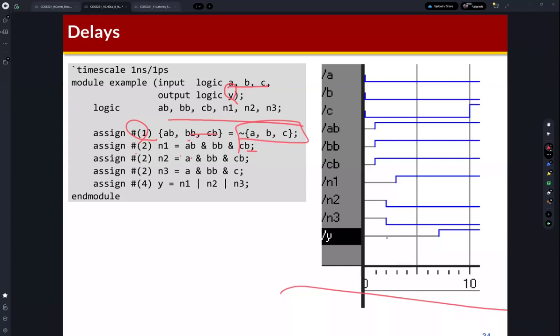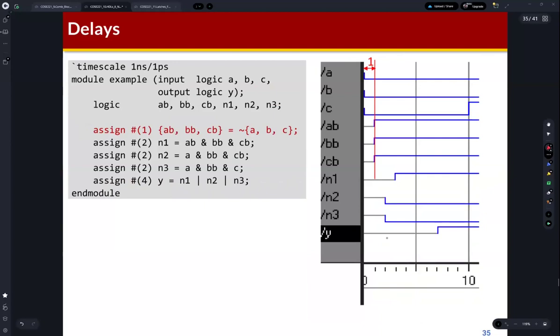Okay, so in the waveform you can find some signals here, and then in the x-axis you can find the time from 0 to 10. So this is the input signals A, B, C, and you can find that initially the ABC signals are determined.